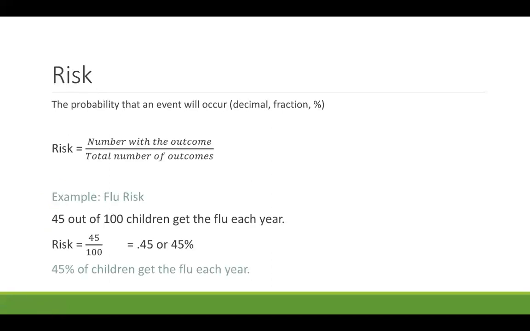Next we're going to talk about risk, which is the probability that an event will occur, which you've probably heard of. Risk is a common term that we use. The formula for risk is the number with a certain outcome over the total number of outcomes. Here's an example below, which is flu risk. It says 45 out of 100 children get the flu each year. So the risk is 45 over 100 because there are 45 who do get the outcome over the total number of outcomes, which is 100. So it'd be 45% of children get the flu each year.